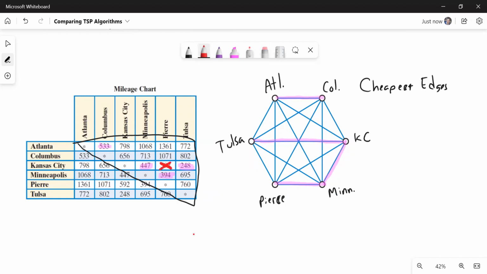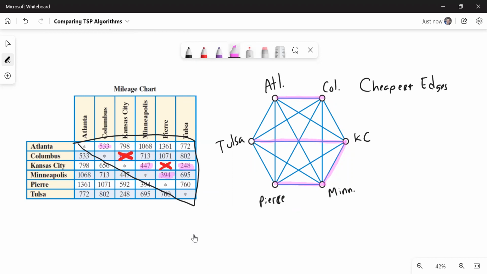All right. The next cheapest one is, let's see, 656, which is Columbus to Kansas City. And that also cannot be done for the same reason. If you go Columbus to Kansas City, notice once again it creates degree 3 at Kansas City. So I also will cross Columbus to Kansas City out. Not going to use that.